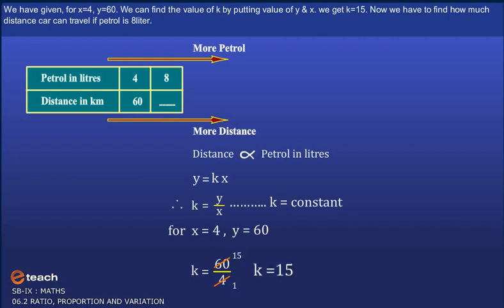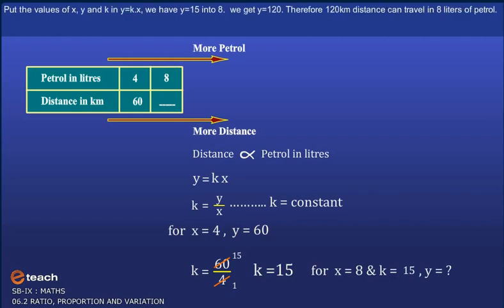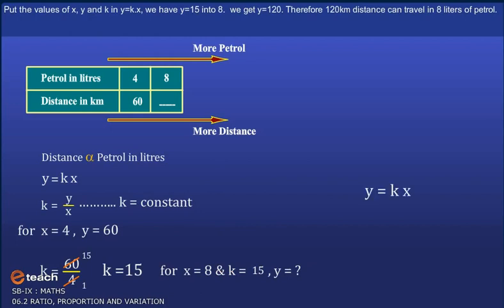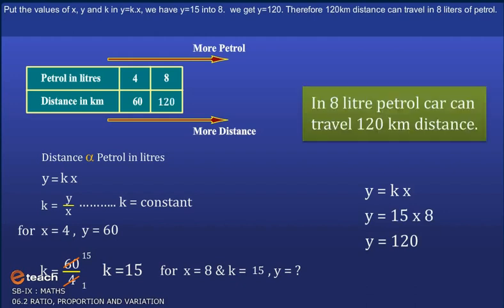Now we have to find out how much distance the car can travel if petrol is 8 liters. Put the values of x and k in y is equal to kx. We have y is equal to 15 into 8. We get y is equal to 120. Therefore, 120 km distance can be traveled in 8 liters of petrol.